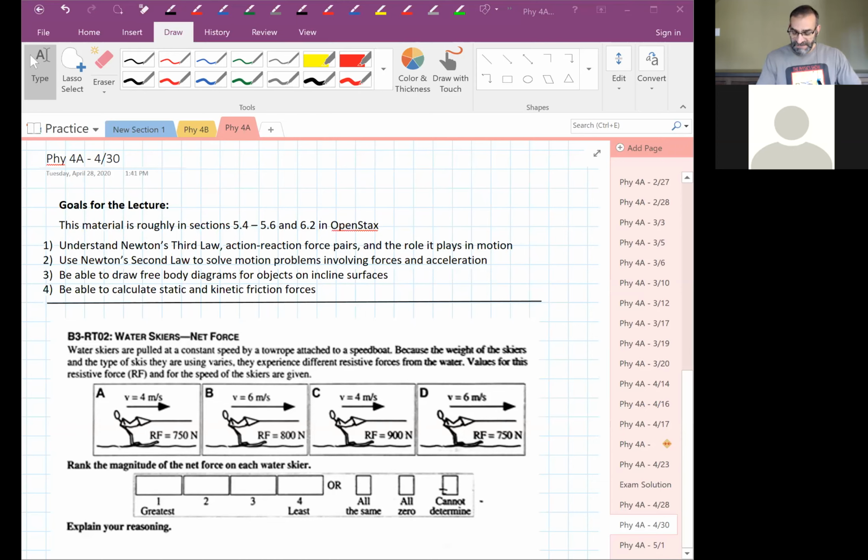Okay, so we're going to get started with where we left off last time. We were talking about Newton's laws, free body diagrams, F equals ma, and that's where we're going to pick it up today. All right, so we've got this activity here.